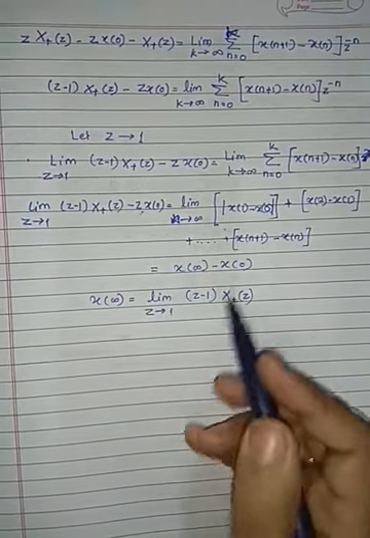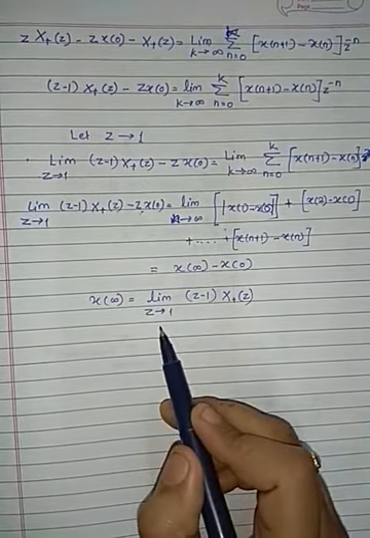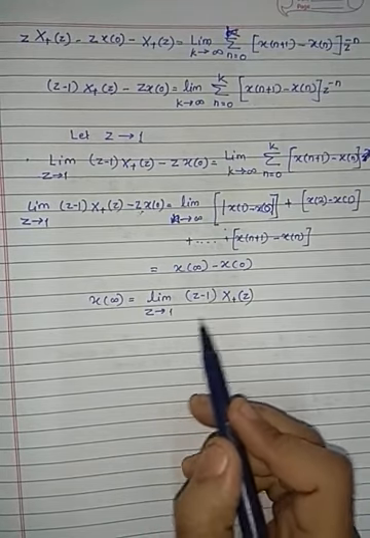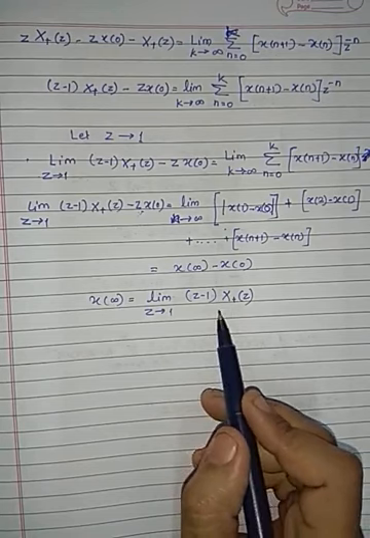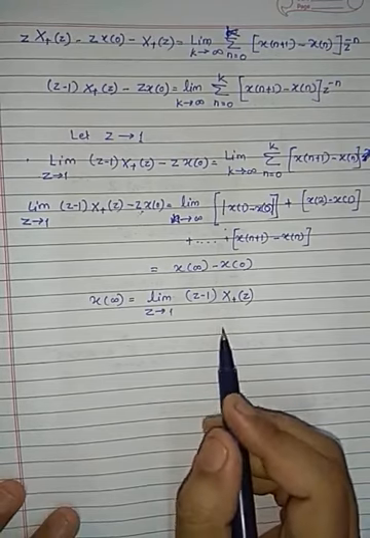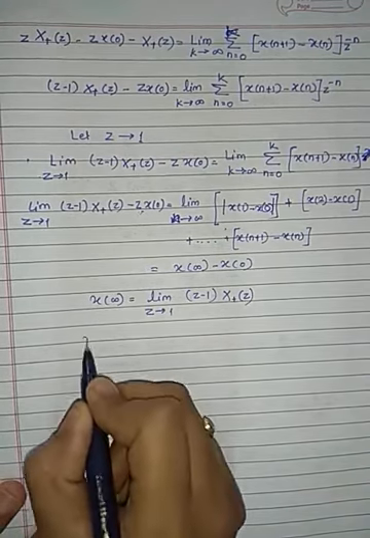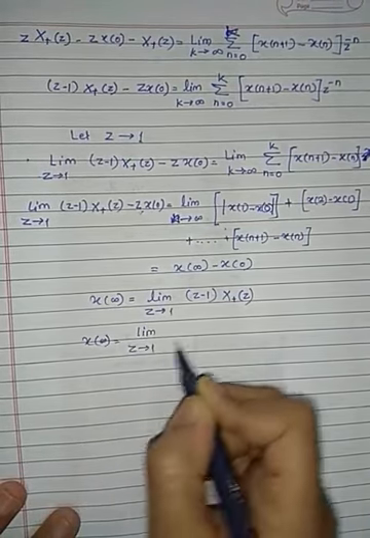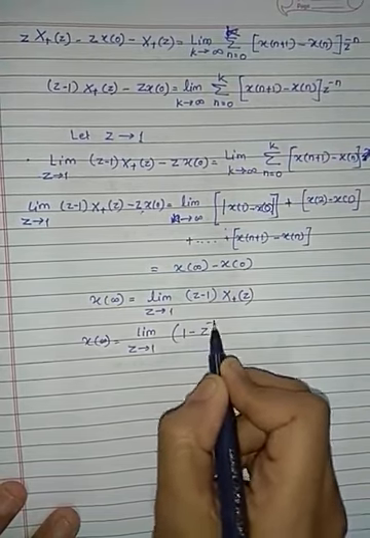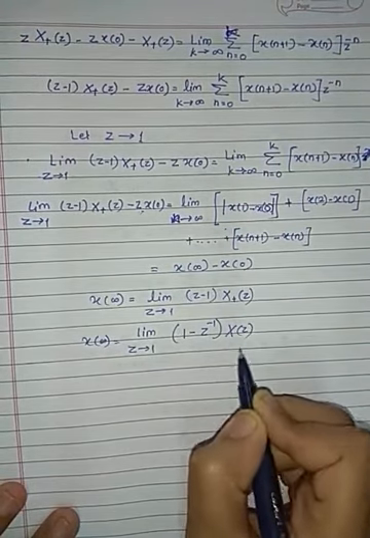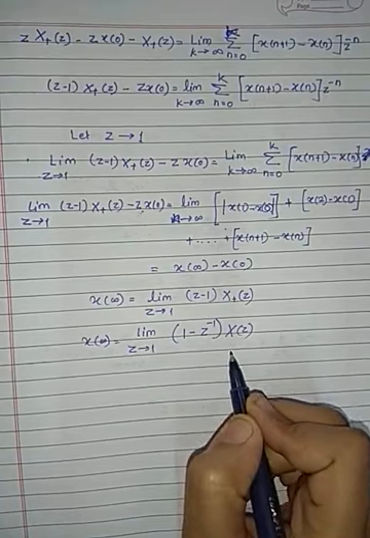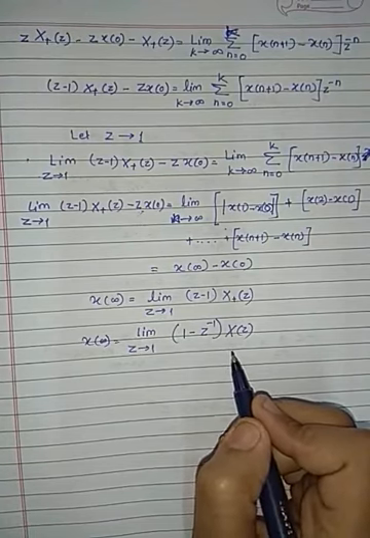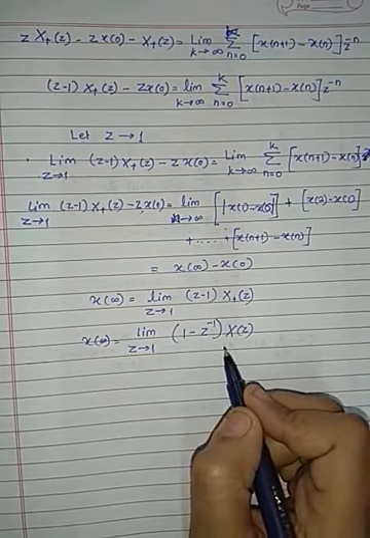Okay, so here our equation will become x of infinity is equal to limit z tends to 1, z minus 1, x plus of z. We can also write this equation as x of infinity is equal to limit z tends to 1 of (1 minus z raised to minus 1) into x of z. This theorem enables us to find the steady state value of x of n without solving the entire sequence.